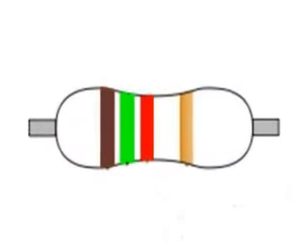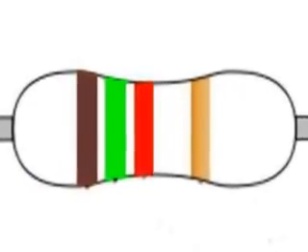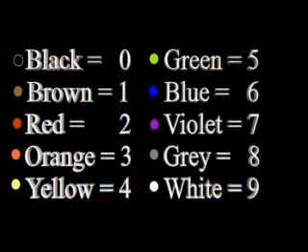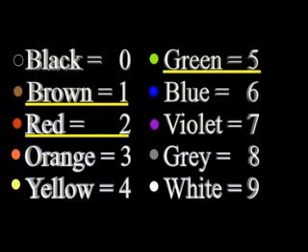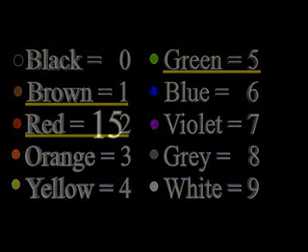Here's another one. This resistor has the color bands brown, green, red, gold. Checking the color key, we see that brown represents the number 1, green is 5, and red is 2. Again, the gold band isn't used to determine value. The first two numbers are 1 and 5. The multiplier is 2. This tells us to add 2 zeros to the first two numbers, giving a result of 1,500 ohms.